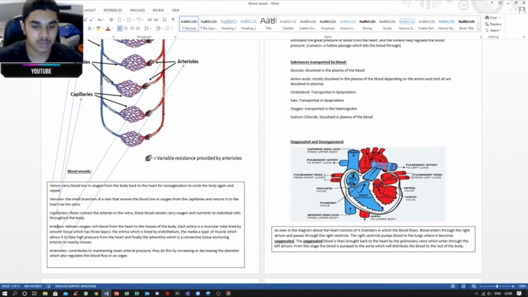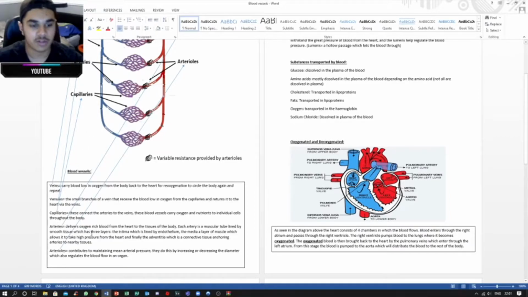Each artery is a muscular tube lined by smooth tissue, which has three layers. The intima, which is lined by the endothelium. The media, which is a layer of muscle which allows it to take high pressure from the blood supplied by the heart. And finally the adventitia, which is a connective tissue anchoring the arteries to nearby tissues.